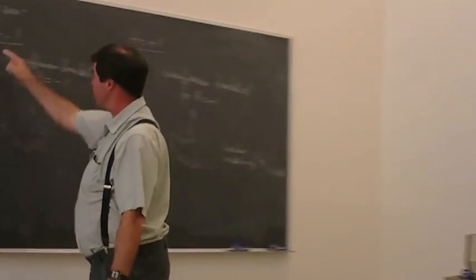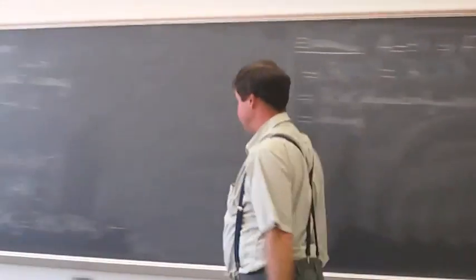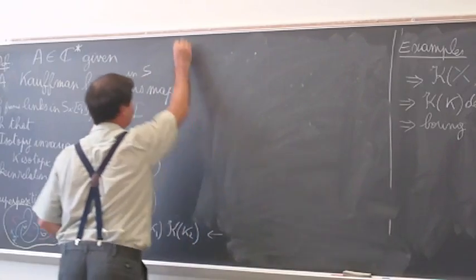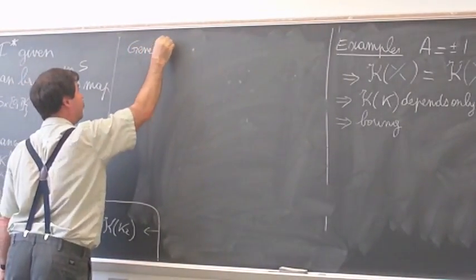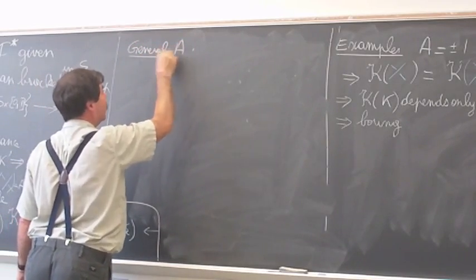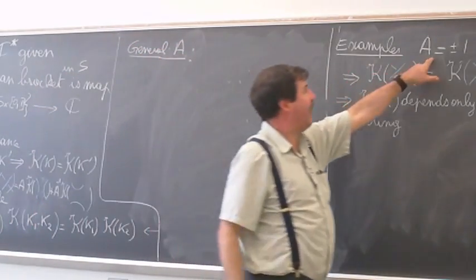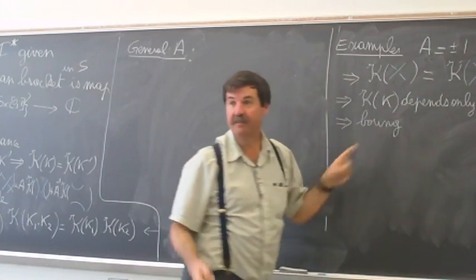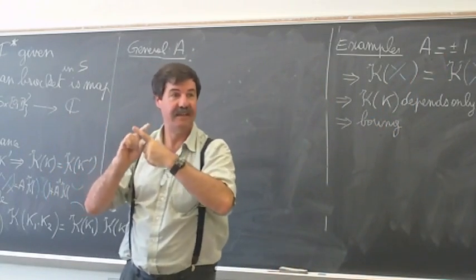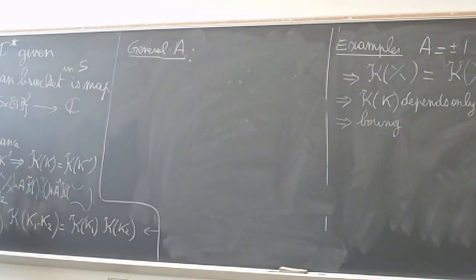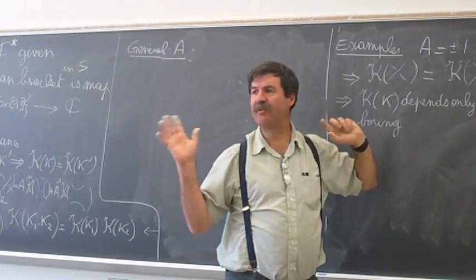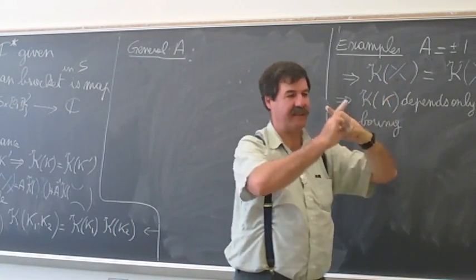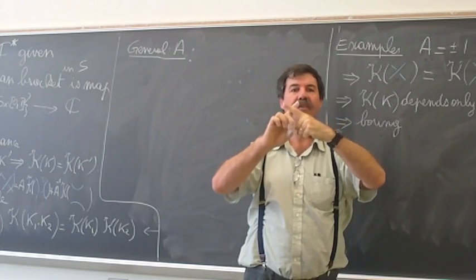Okay, but that was for A equal plus 1 or minus 1. And so how about for a general A now? Because you remember, my upshot here is that when A is equal to plus or minus 1, it's boring because it does not detect the linking. Yeah? So you start thinking a little bit. And so what's boring here? So I'm not proving anything. What's boring here is that it doesn't detect over and under crossings.